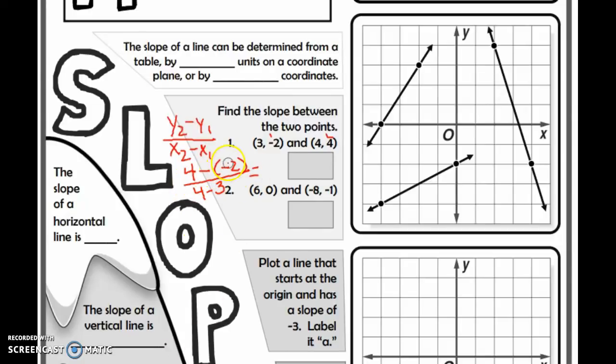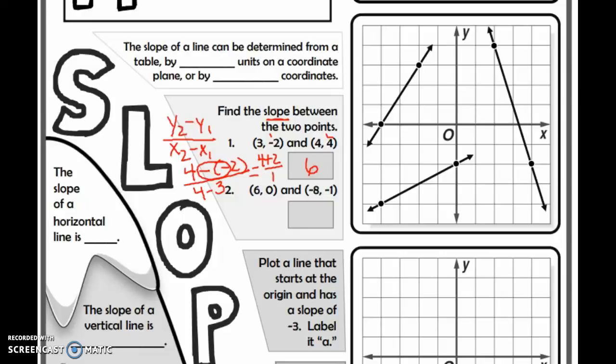So this is 4. What happens with these two negatives? Of course, they become positive. So we have 4 plus 2 over 4 minus 3 is 1. What's 4 plus 2? It's 6. 6 over 1 is 6. So our slope is 6.